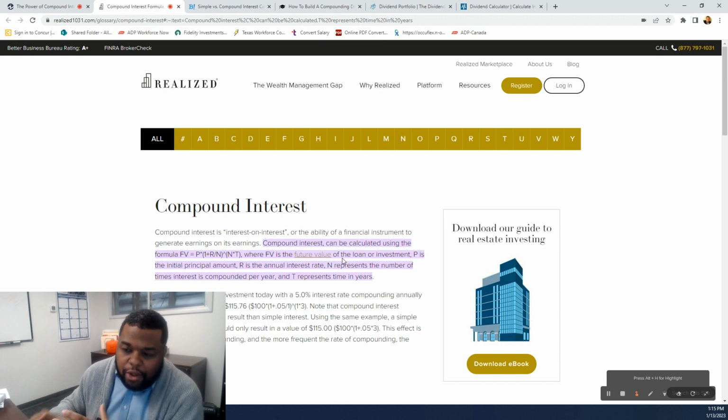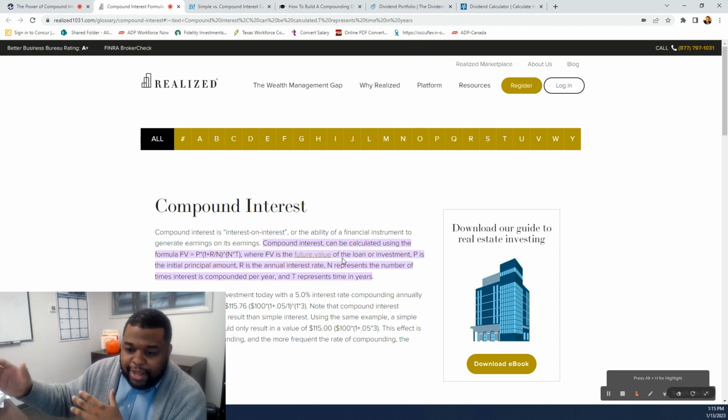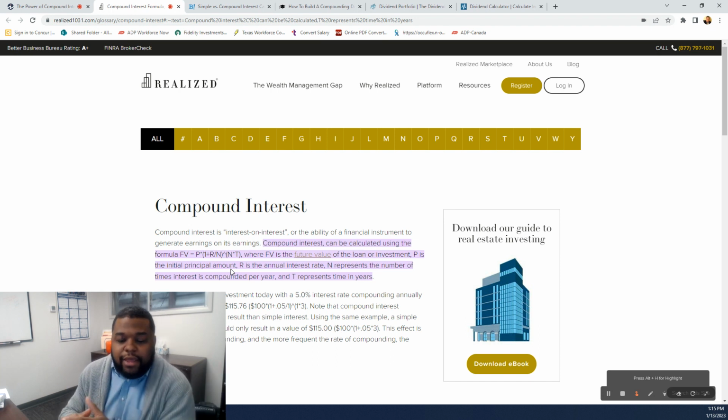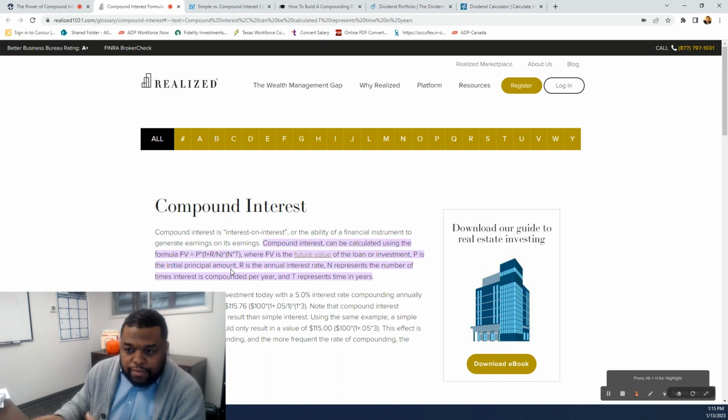FV is the future value of a loan, or the investment, the end amount that you want, equals P. P is the initial amount. So let's say the future value is I want to make $100,000, I want to make $200,000, equals P, your initial amount. Usually in diagrams, the initial amount is $10,000. So take that $10,000, the initial amount, times 1 plus R. R is the annual interest rate.